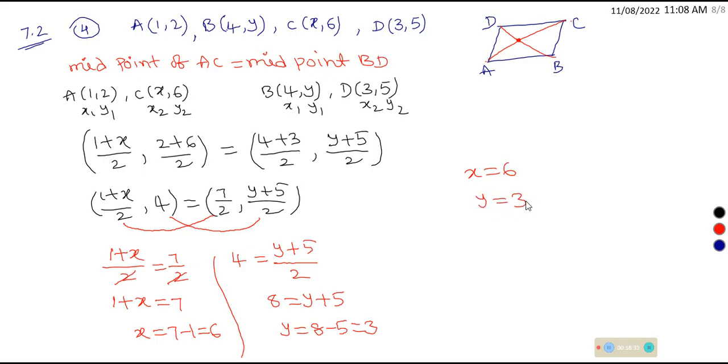So this is the use of the midpoint formula. They won't ask the midpoint formula directly; like this he will ask. Okay, I hope you all are clear.